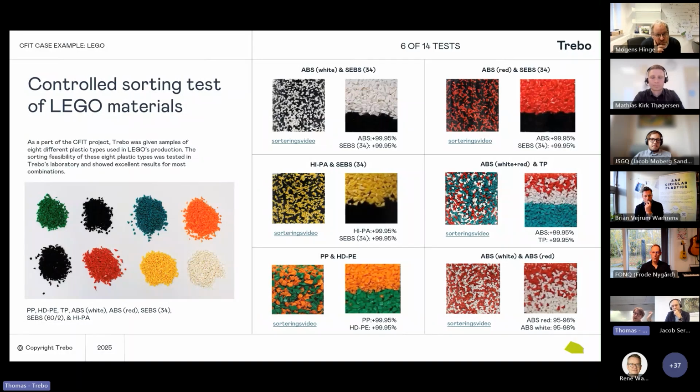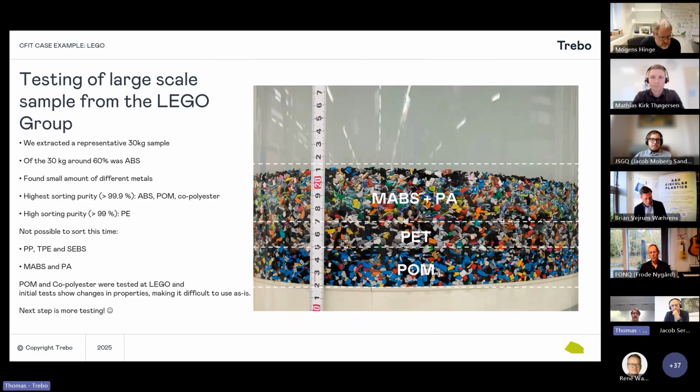This was of course a controlled sorting test, so that we could see if it was even possible to look into the large scale. And here we did a large scale sample, also from Lego, where we extracted a 30 kilo sample. 60% of that sample was ABS, and this was also production scrap from Lego. Here we actually also found some amounts of different metals. We also sorted that out, and we achieved very high purities, especially on ABS, POM, and the copolyester that Lego uses.